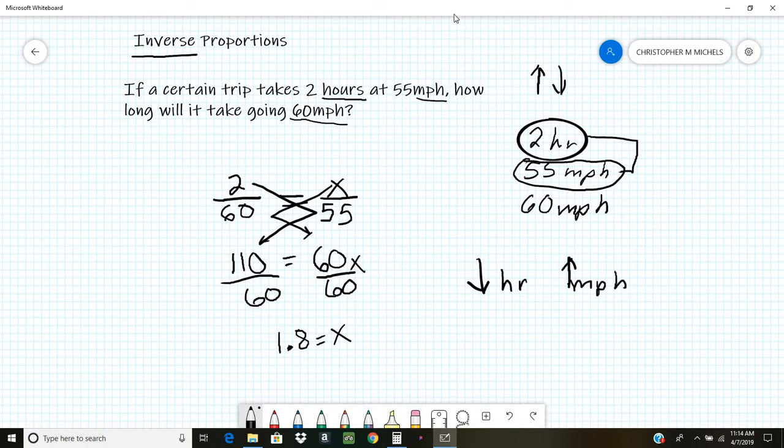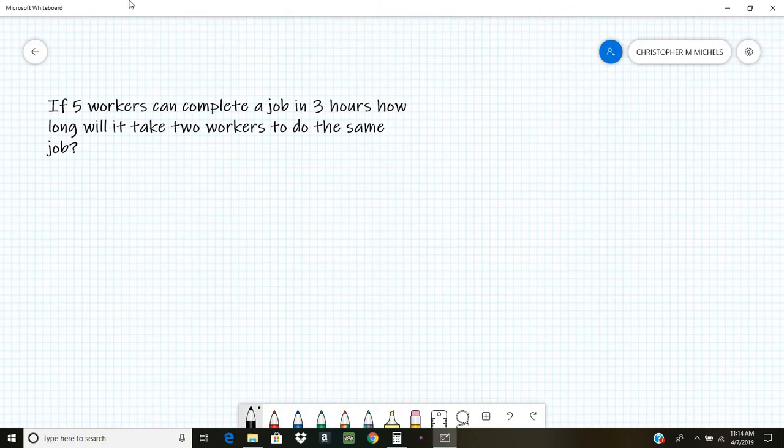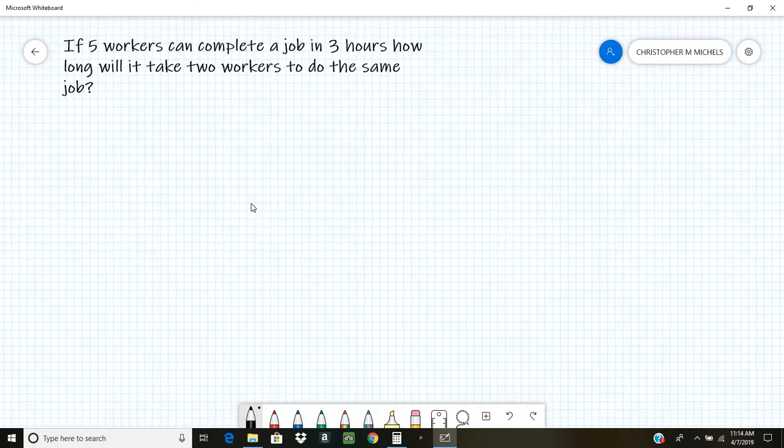Okay, let's go to the next example I have here. Here's another practical example of an inverse proportion. So they say if 5 workers can complete a job in 3 hours, how long will it take 2 workers to do the same job? Okay, so again, what we're comparing here, workers to hours. Okay, so let me see, I'm going to write this over here. 5, we got 5, 3, and then 2. So this is the hours.